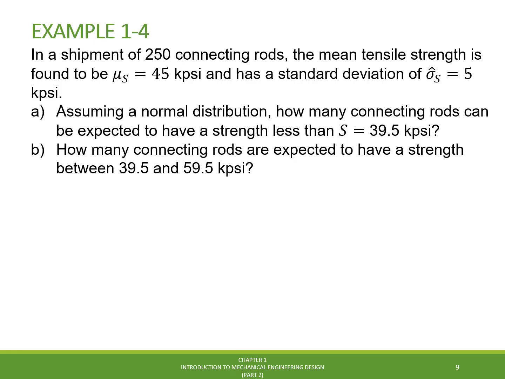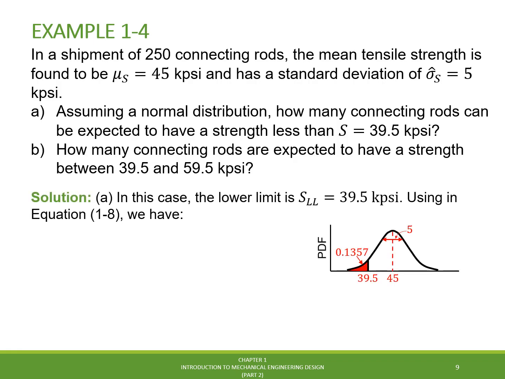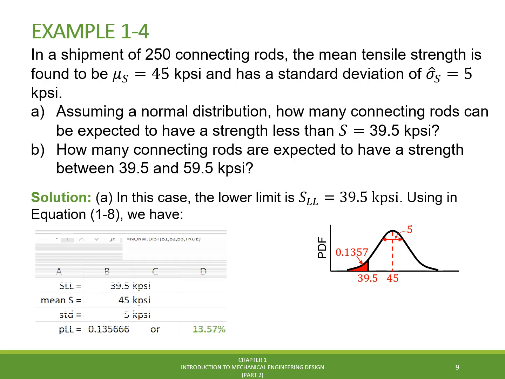59.5. So to answer part A, we have to consider the lower limit, 39.5 kpsi, and then we need to apply the statement of the NORM.DIST function according to the one given by equation 1.8. If we look at the graphical interpretation, this is the same as calculating the area under the Gaussian normal distribution curve between minus infinity and the lower limit right here.